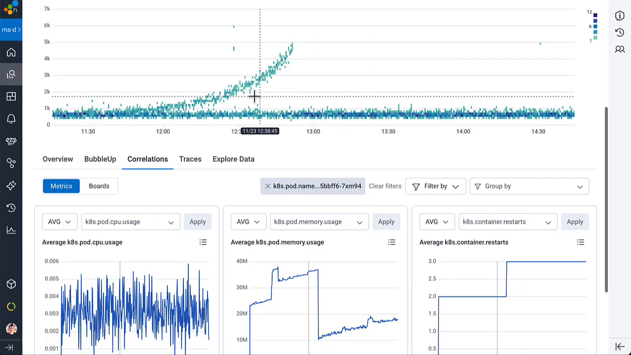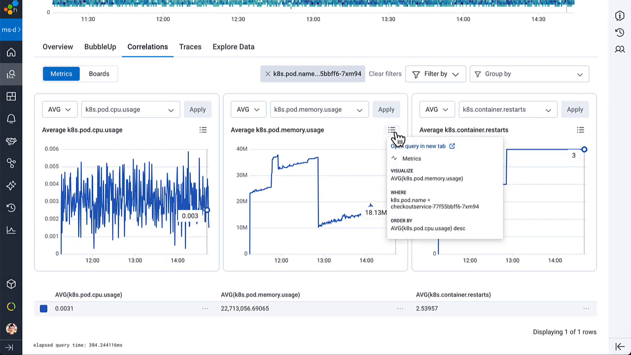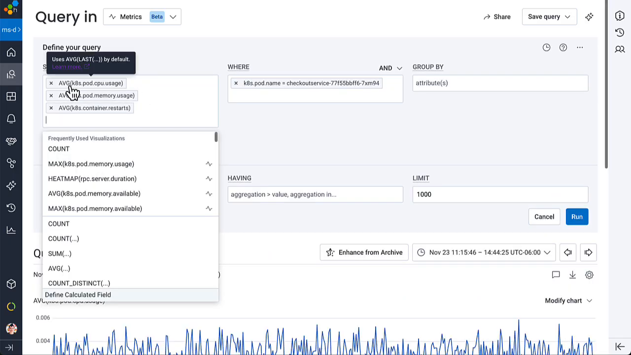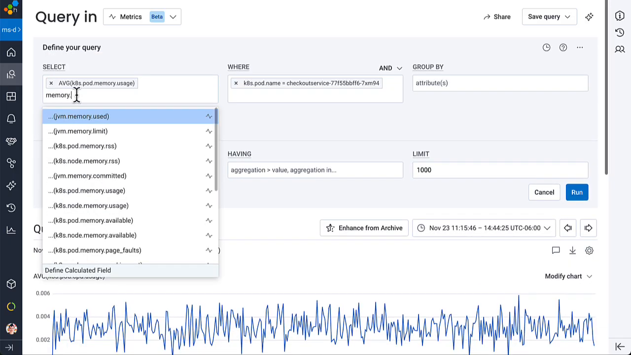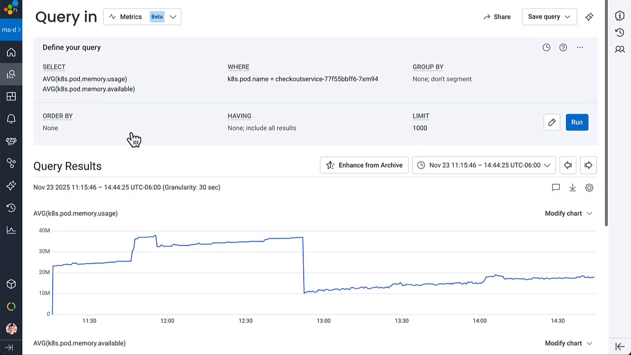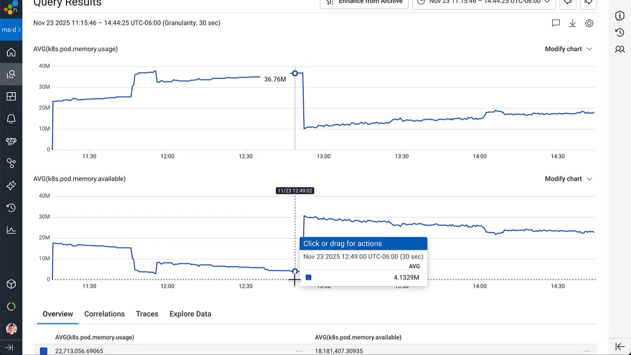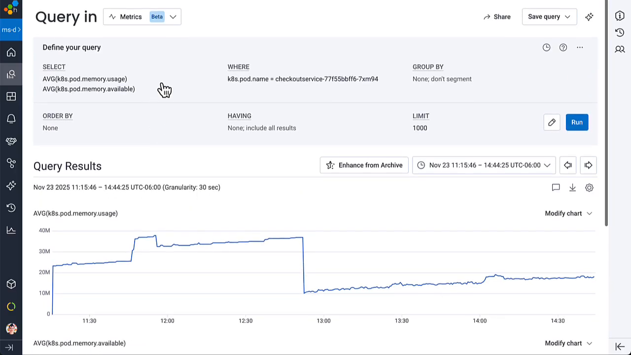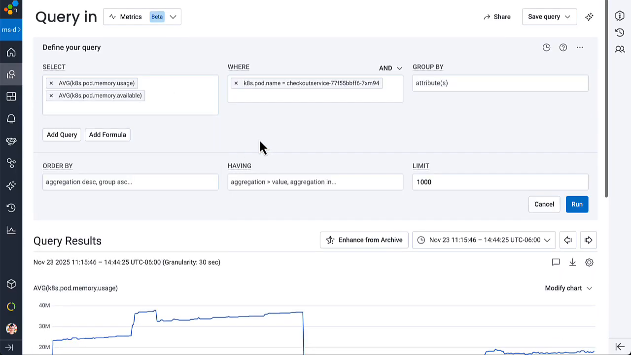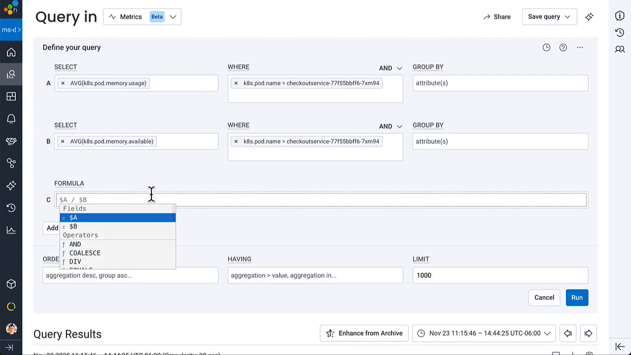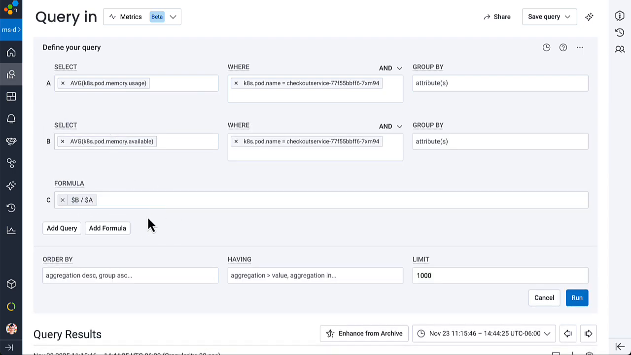Something is going on. I can dig into these metrics more by clicking through to the query. I don't care about CPU, but let's add available memory. Yeah, it's getting low. Or maybe I want to see the ratio of available memory to usage. I can add a formula. Available memory divided by used memory. I bet this gets close to 0 before the restart.